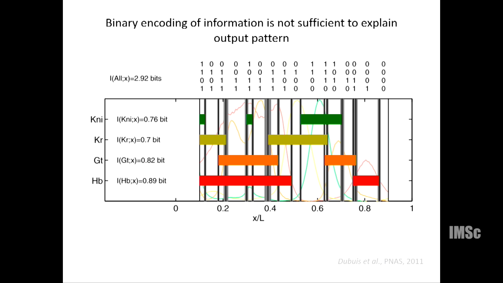So it means that the cells in the actual Drosophila are also using intermediate states. With just binary states, it wouldn't work.